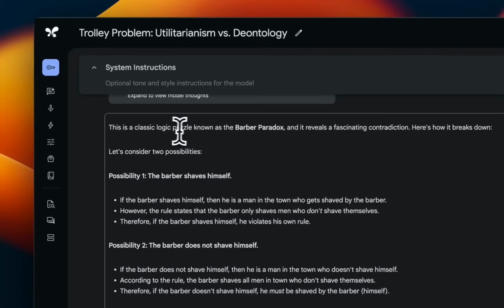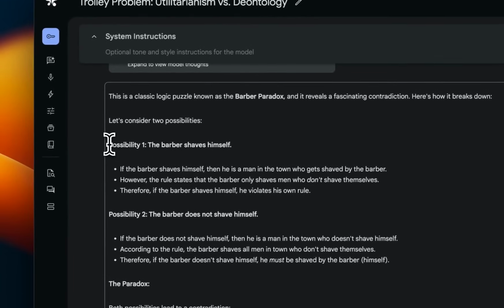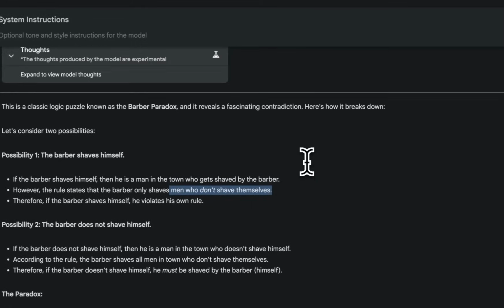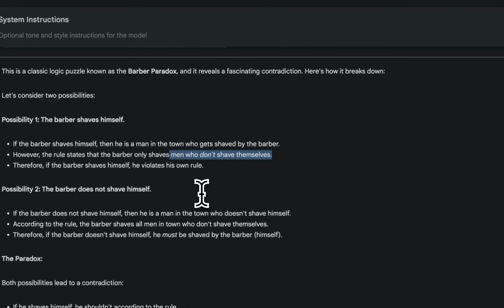It goes on to say this is a classical logic puzzle known as the barber paradox, and it reveals a fascinating contradiction. Here's how it breaks down, right? The first possibility is the barber shaves himself. However, it says that the rule states that the barber only shaves the men who do not shave themselves. This is not part of the prompt that we provided, but it's a part of the original barber paradox. So again, there is this misguided attention. It's simply looking at its training data rather than focusing on the wording that we provided.